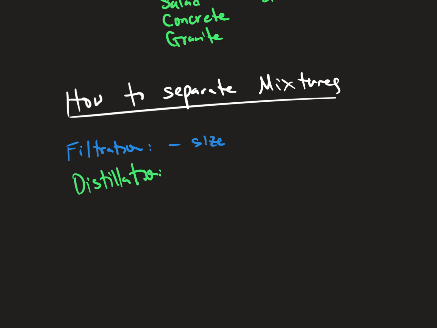Anybody know what this is? You ever heard of distilled water? Or distilled alcohol? You have the distillers that make it more pure. Back in the day, that was their moonshine and whatever, right? But what's the physical property that helps us to distill things?